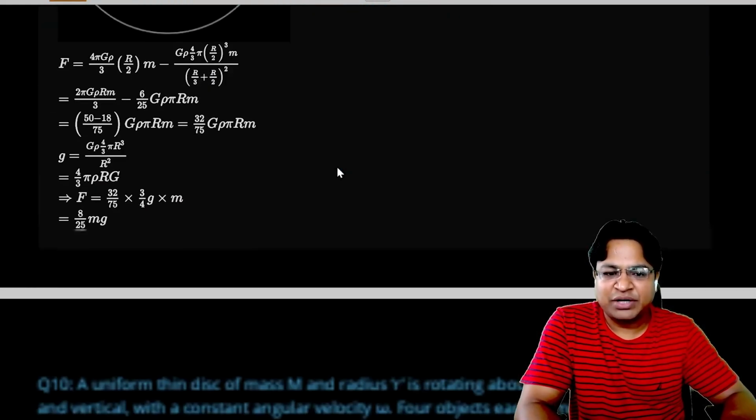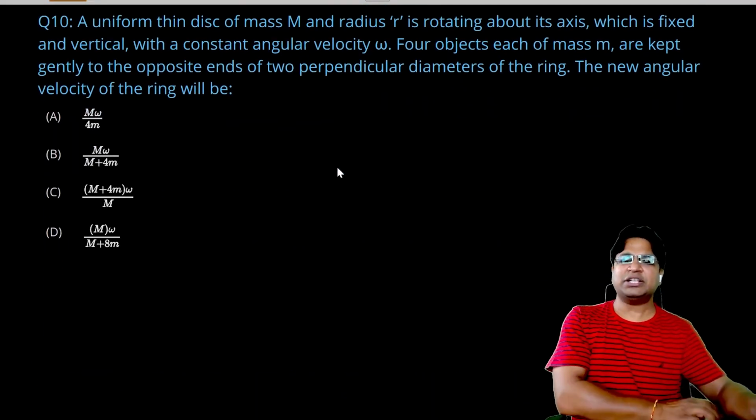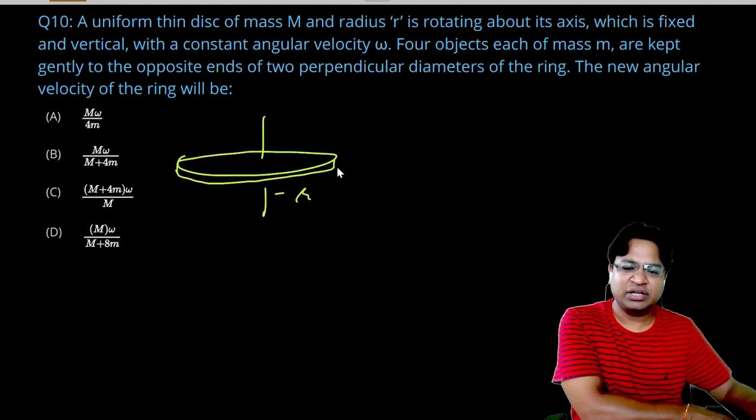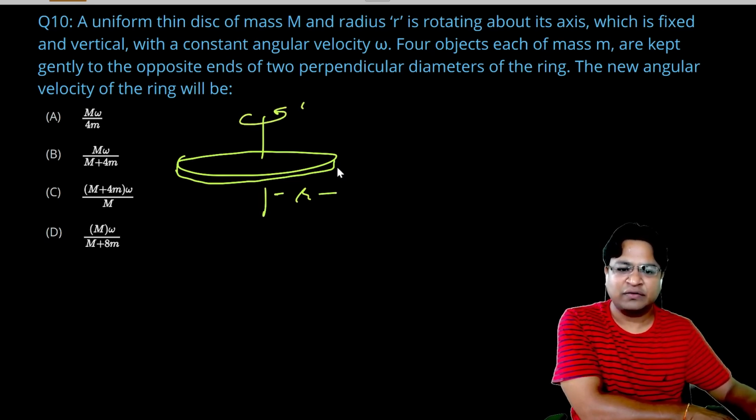All right, students, so that was question number 9 for you. Now we go to question number 10. That's a pretty easy question. It says that there is a uniform disk of mass M, and this disk has a radius r. It's rotating about its axis, which is fixed and vertical, with a constant angular velocity omega.